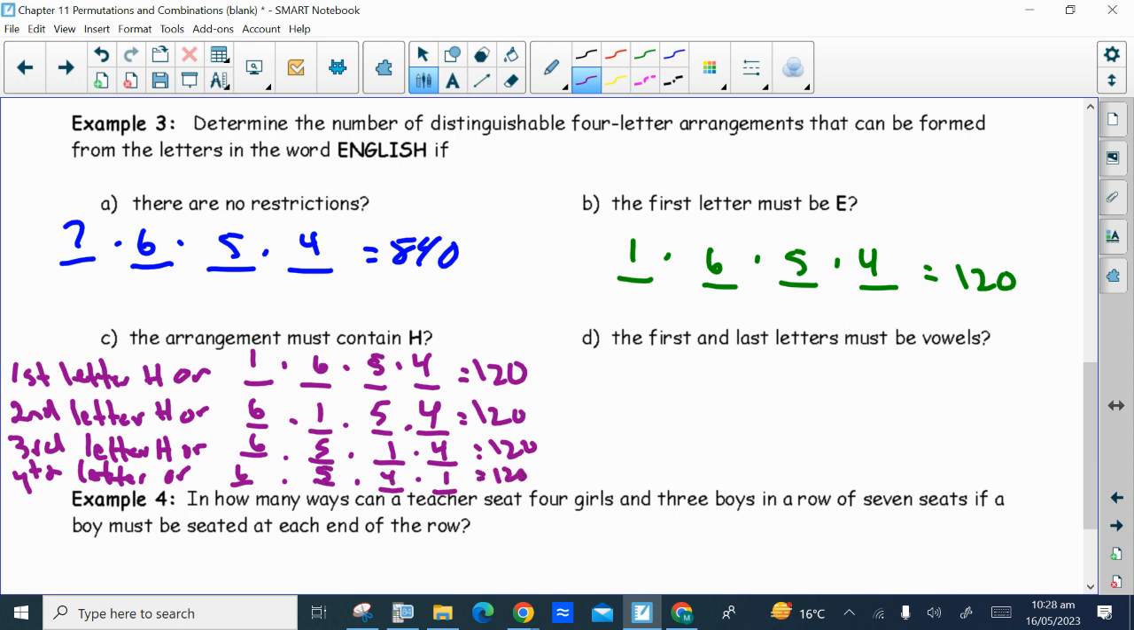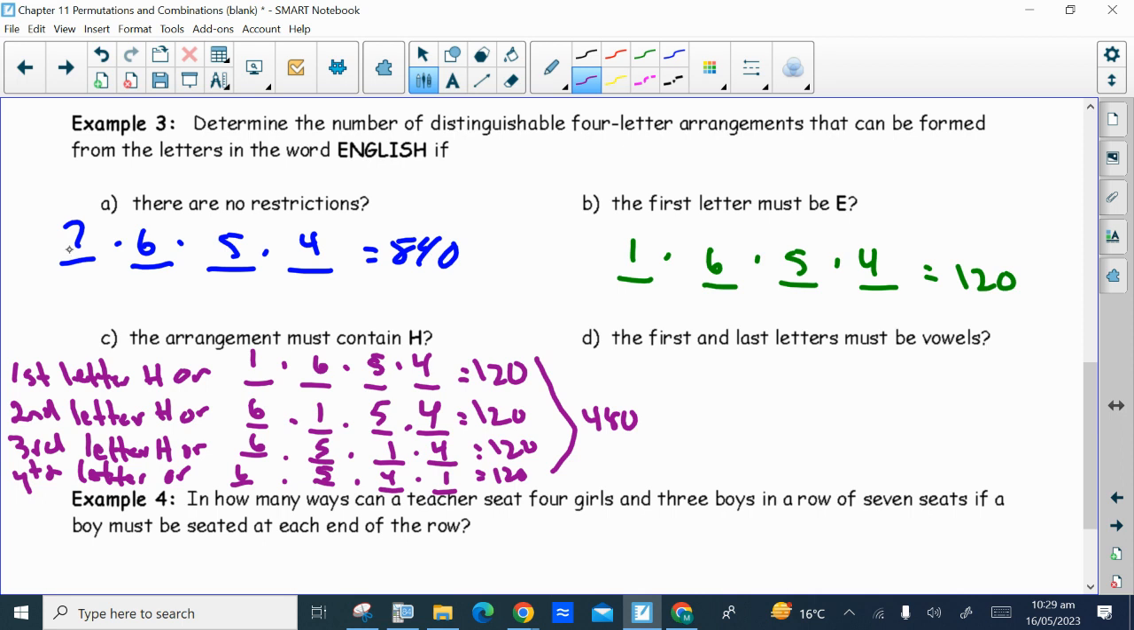And so what do you think you would do to all these 120s? You'd add them, right? Add them together, which is 480. So when you have these different scenarios and we're using the word or, you're going to add the scenarios together. The word and means to multiply, and that's what we've been using with this fundamental counting principle.